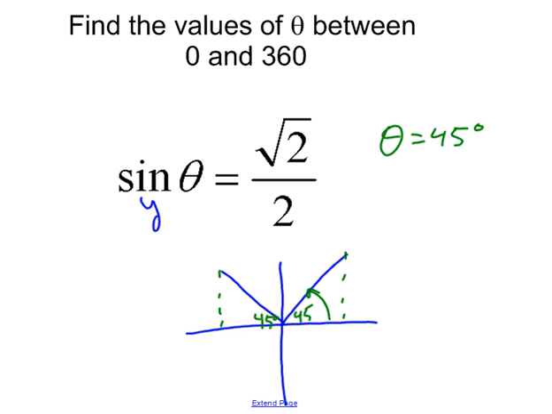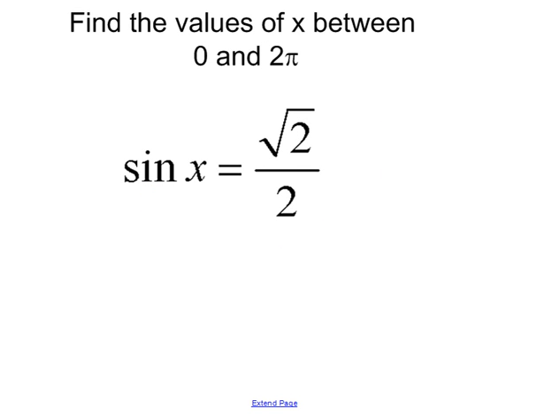My other answer is from positive x all the way over here, which is 135 degrees. All you have to do is take 180 minus the 45, and that gives me my 135. All right, now try to figure out what those two angles are in radian measure.